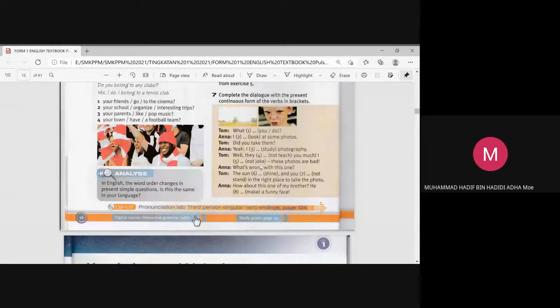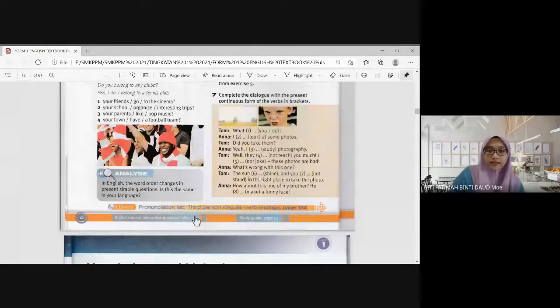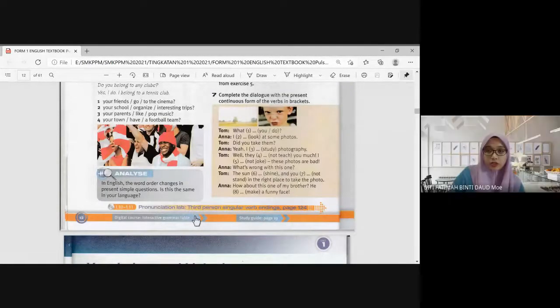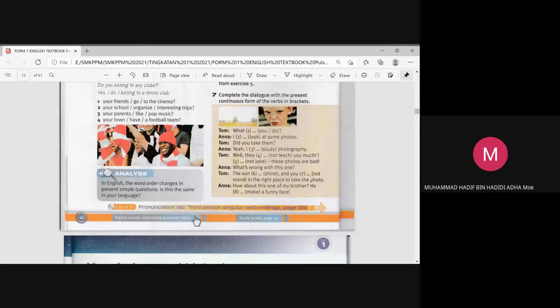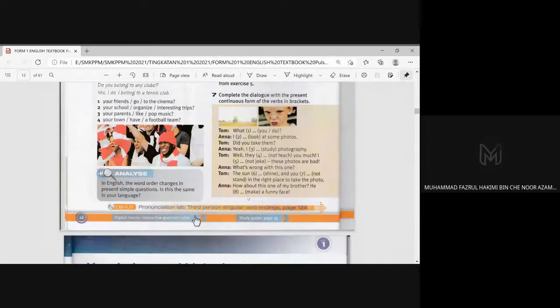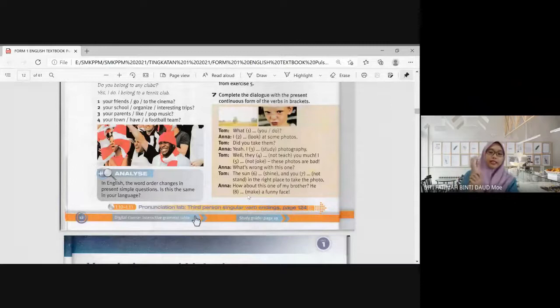I am not joking. Okay, good. What's wrong with this one? The sun is shining. Good. And you, not stand. You are. Yeah, not, eh? You are not standing in the right place to take the photo. How about this one of my brother? He is making. Good. He is making a funny face.